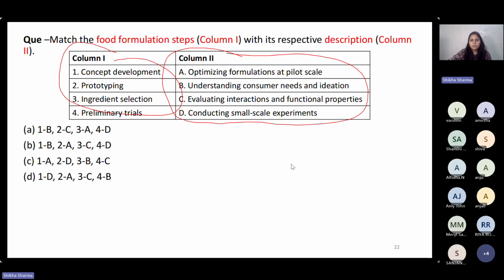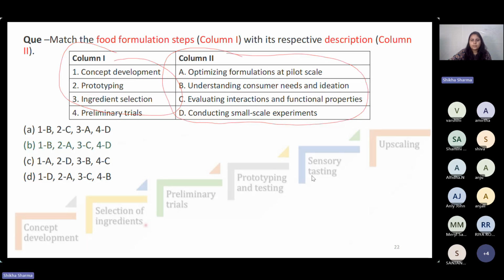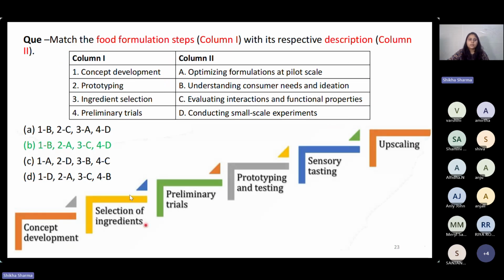Shiva is saying B. Vidnyasa also B. Okay, let's see. So you guys are correct. B is the correct answer here.